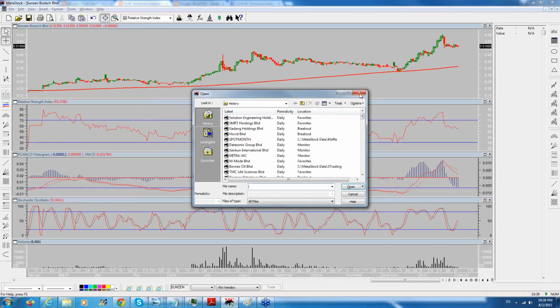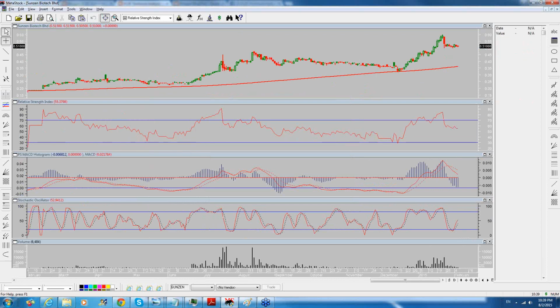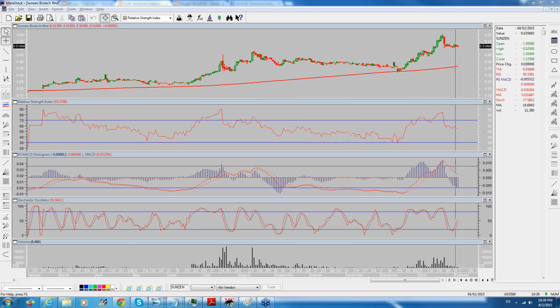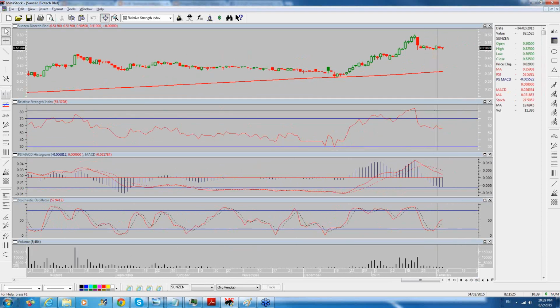Okay, someone is asking about this stock. I don't know how to spell this, Sanzen Biotech Berhad. You ask me, I think I like this stock very much. Why am I saying so?